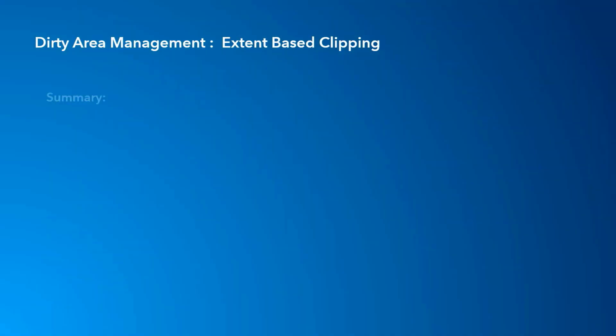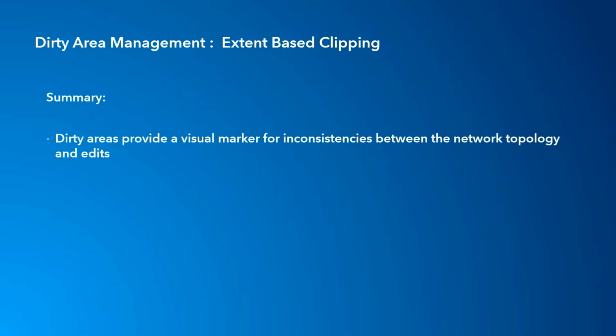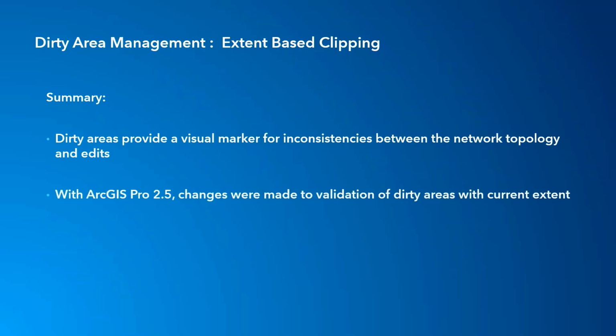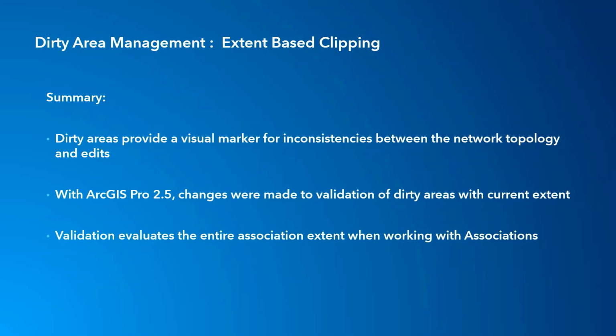In summary, we reviewed the purpose and importance of dirty areas to provide a visual marker to indicate areas of the network that might be out of date with the Network Topology Index. We then walked through some changes made with the ArcGIS Pro 2.5 release, to highlight changes made to clip dirty areas based upon the current map extent during validation when using the current extent option. We noted that while this can provide performance improvements in some editing scenarios, there are items to consider when you perform analytics to ensure that accurate results are returned. Lastly, we reviewed an exception to this change with associations. When working with associations, the entire association extent is evaluated during the validate.